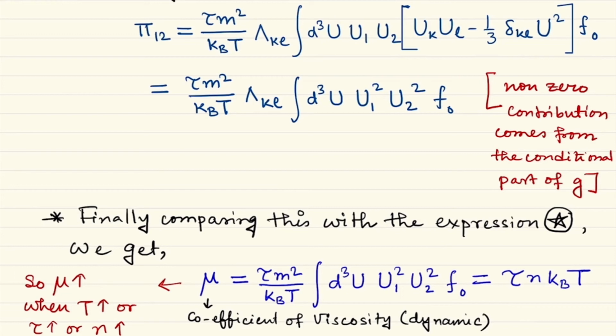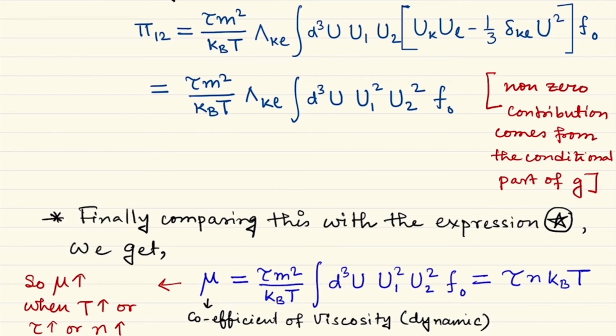And to our utter surprise, we can see that just like k, mu is also proportional to tau, and also proportional to n and t. So mu increases when t increases, tau increases, or n increases. Why? Now I discussed these dependencies for k. Now for mu, you have to think.